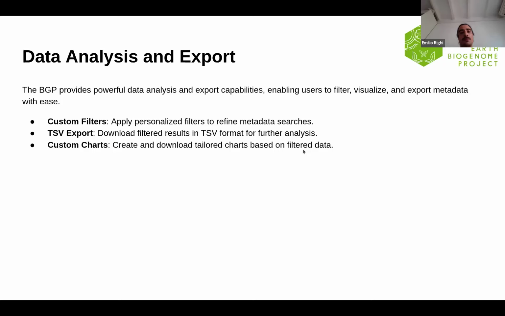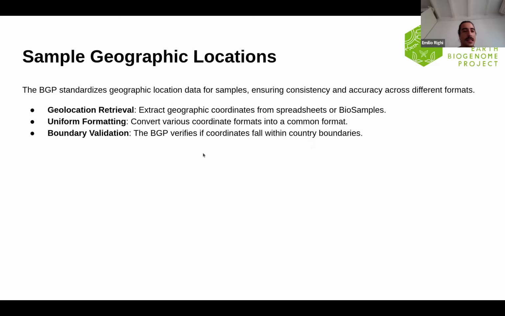Then the BGP provides as well powerful data analysis and export capabilities, thus enabling users to filter, visualize, and export metadata with ease. Indeed, it is possible to apply personalized filters to refine metadata searches, as well as to then download the filtered results in TSV format and create and download tailored charts based on the filtered data. We will see that in a moment in the demo.